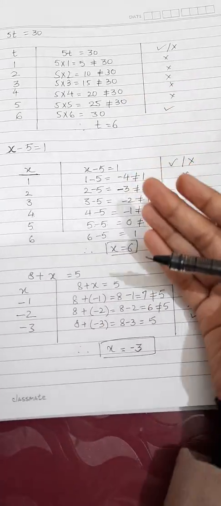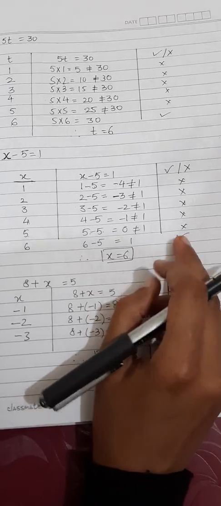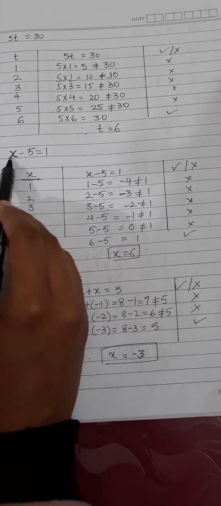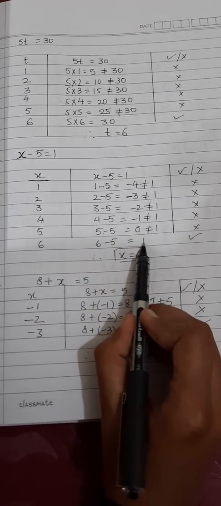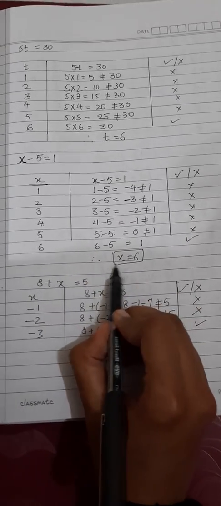You have to keep on going till the time you get the correct answer, left hand side equals to right hand side. Okay. And now if I'm going to place the value of x as 6, 6 minus 5 is going to give me 1. So the value of x is 6. This is correct. Okay. So this was your fourth part.